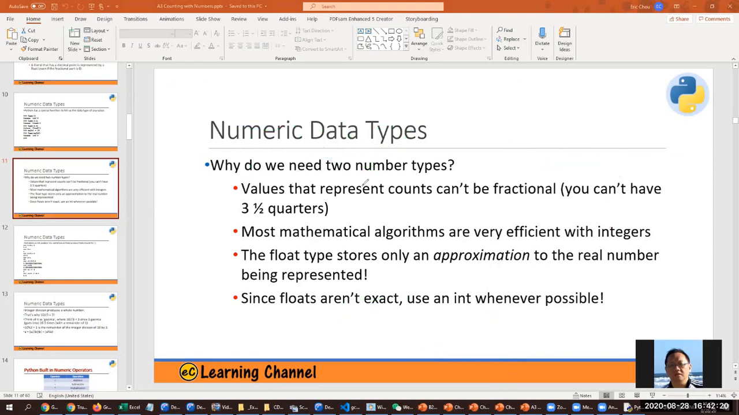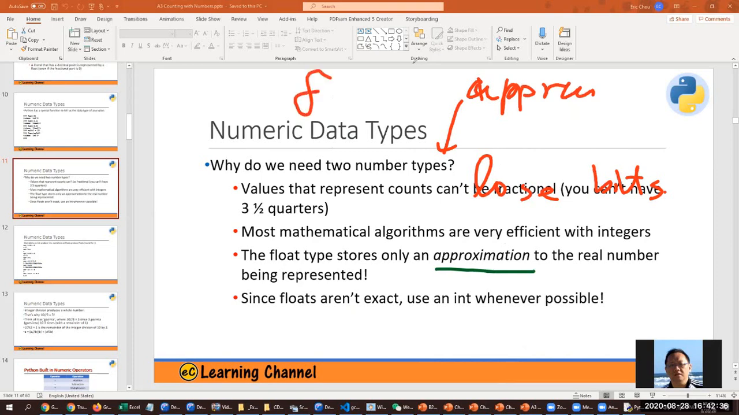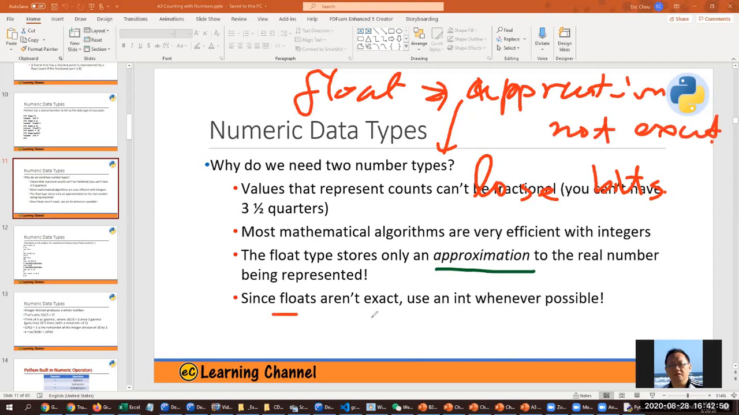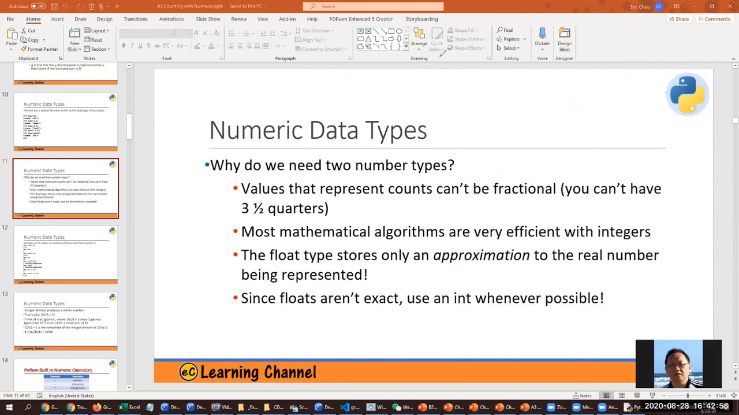Because of that, your floating point number may lose bits, because it's not exact. It is only an approximation. Okay, remember this: floating point numbers are always just approximations. It's not an exact number. So sometimes when you use floating point numbers, be careful, okay? Especially when you check whether two values are equal or not equal, you may be in trouble, okay?